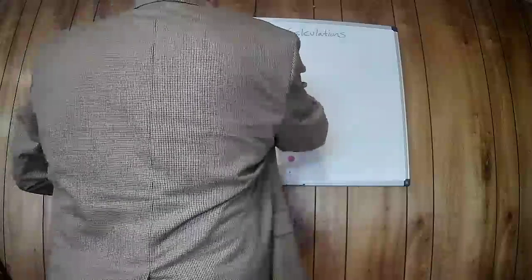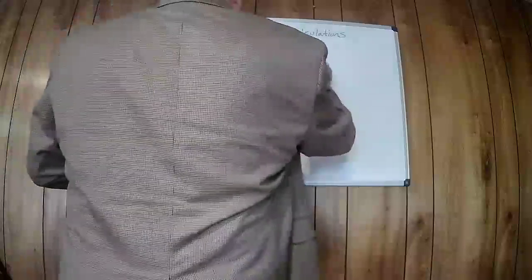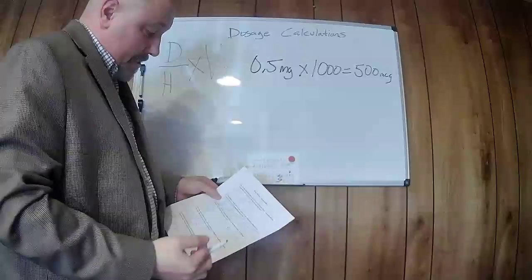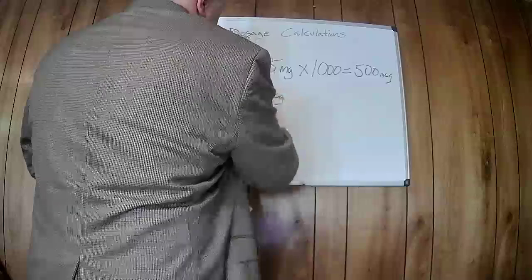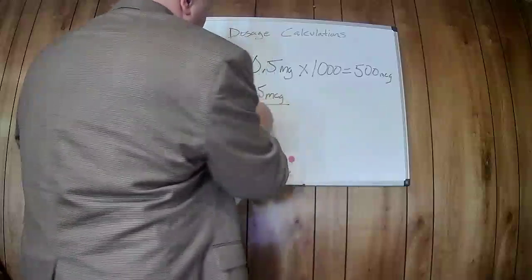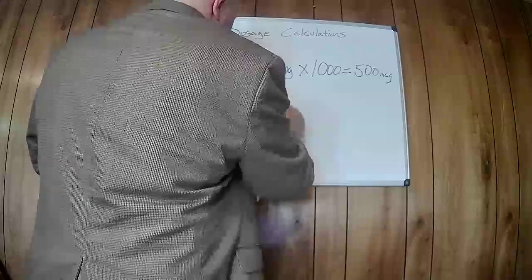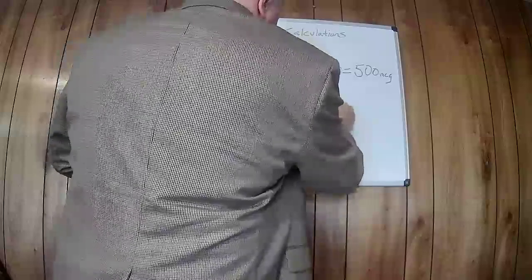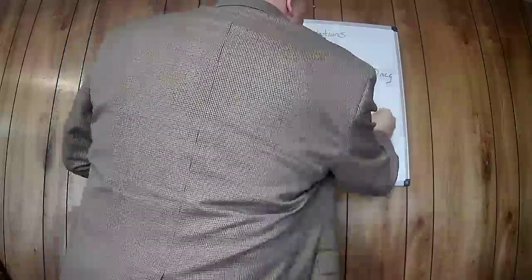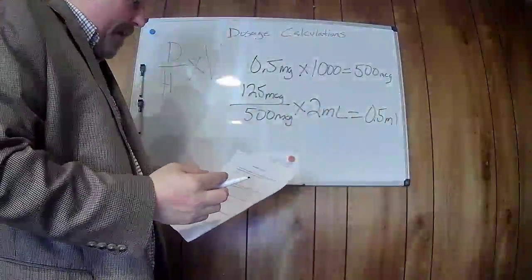So 0.5 milligrams times 1,000 equals 500 micrograms. So continuing with that, we want to give 125 micrograms, and then we have 500 micrograms times our volume of 2 milliliters. And that's going to equal 0.5 mLs.